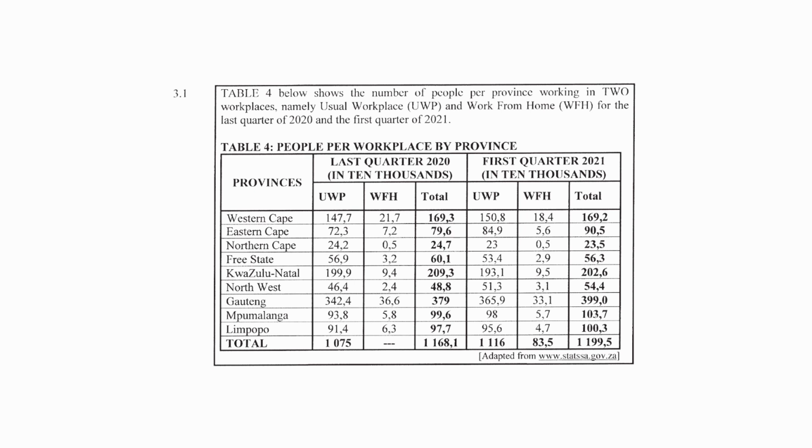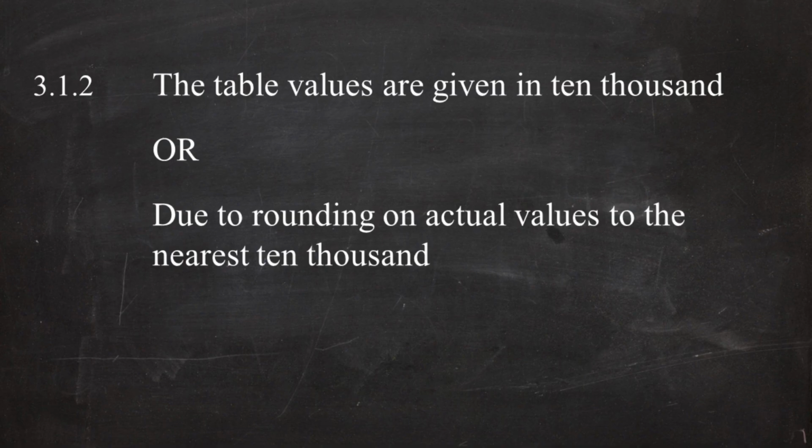from actual workplace values. From the table, we see the values here are given in tens of thousands. So this means that the values in the table will be rounded to the nearest 10,000. So the reason why the values in the table will differ from the actual values in the workplace is because the values in the table are given in tens of thousands, or due to the rounding of actual values to the nearest 10,000.